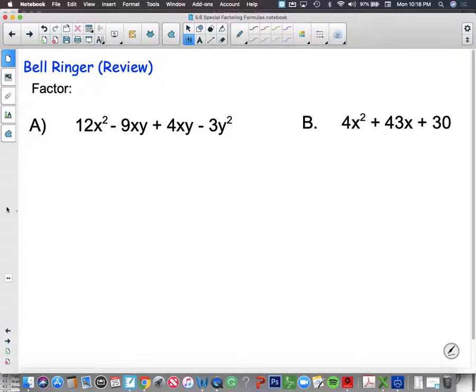So here is your bell ringer for the day. Please work through these two in your bell ringer sheet. When you are done, we will play the video. So please pause the video for about 3 to 5 minutes. Have the students work through this and then resume the video.